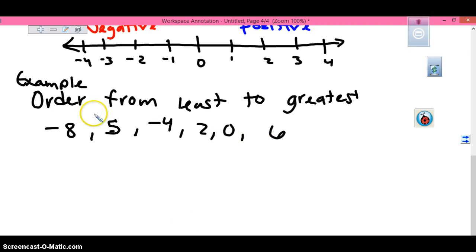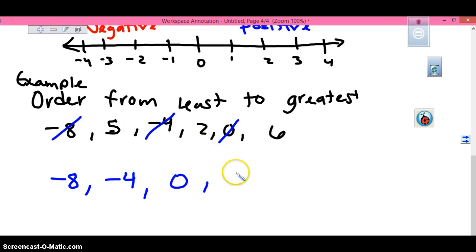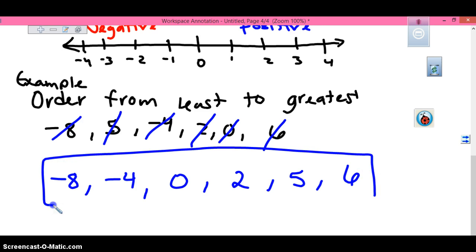What would be the smallest number in this list? -8. What comes next? -4. What would come next? 0. Next, 2. 5, and 6. Very good.